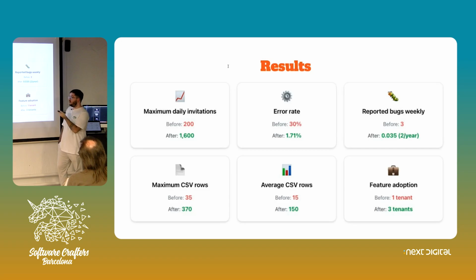The maximum rose 10x, from 35 to 360, 370. The average rose another 10x, from 50 to 150, and this doesn't mean this is the limit of the feature. It just means it's the limit of what they need. So if they're not matching anything and the error rate does not go up, we're not going to invest any more time in it. If all of a sudden, now that we have observability and monitoring, we start seeing the error rate increase because of the size, that's another step to detect a problem and just fix it.